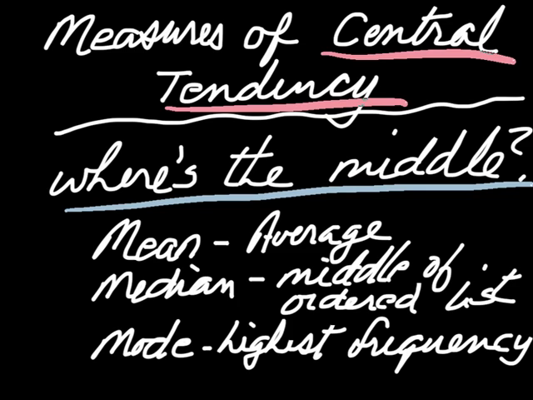So given any set of data, there are three ways to talk about central tendency. The first one is the mean, which in normal language, or what we're used to, is called the average. The second one is the median, which is essentially the middle of an ordered list. And the third one is the mode, which some people say is the one that occurs the most often, or if you wish, it has the highest frequency. So on the next page, we're going to look at the formulas and how to find these.